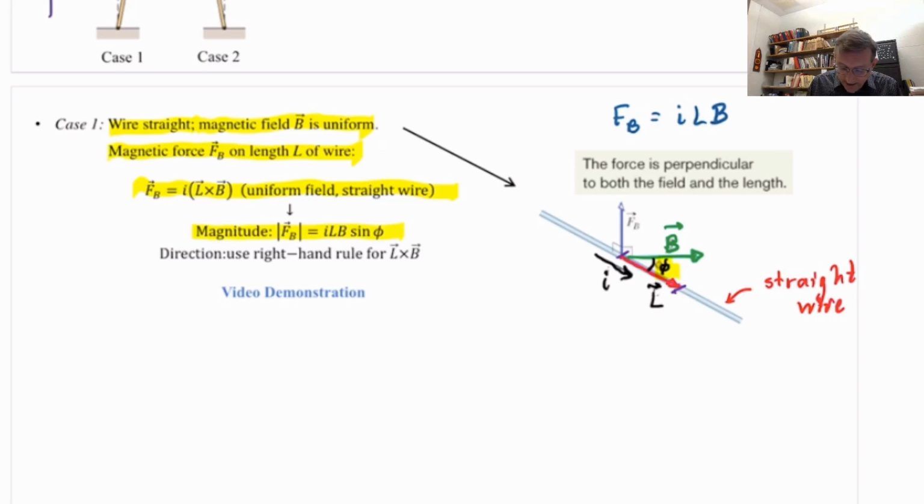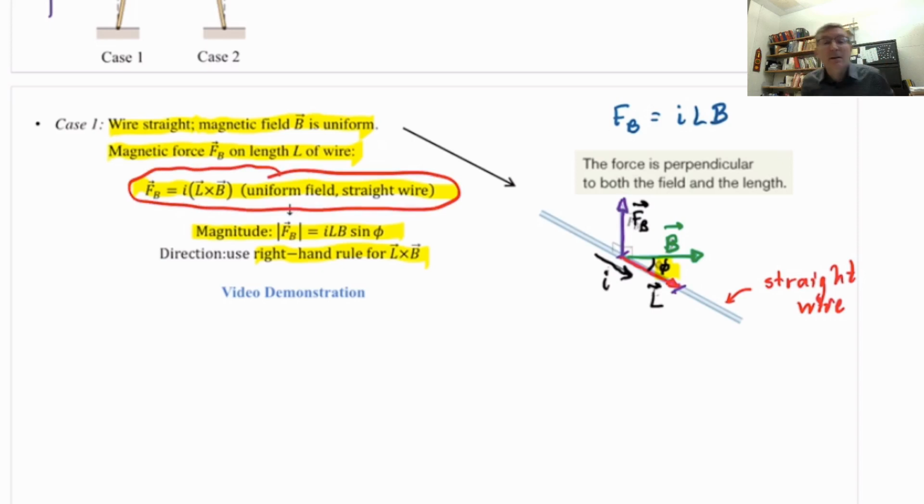And the direction comes from the right-hand rule for L cross B. You try that for the L and the B in this picture. Right-hand rule, L cross B, the resultant has to be perpendicular to both L and B, and it will in this case be straight up in the picture. All right, so this result is quite handy and will be used quite a bit throughout the rest of this chapter and enables us to calculate the magnetic force on a chosen length L of a current-carrying wire if the wire is straight and the magnetic field along it is uniform.